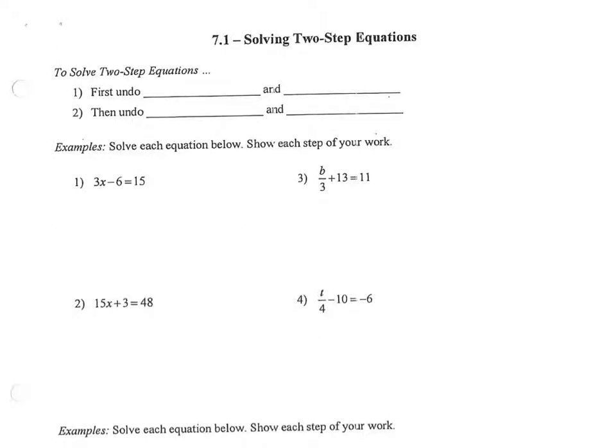When solving two-step equations, we've already done one-step equations, where there was just one thing that you had to do in order to solve for x. Now we're going to add a second step into it. So when solving two-step equations, first undo the add and subtract part, then undo by multiplying and dividing.